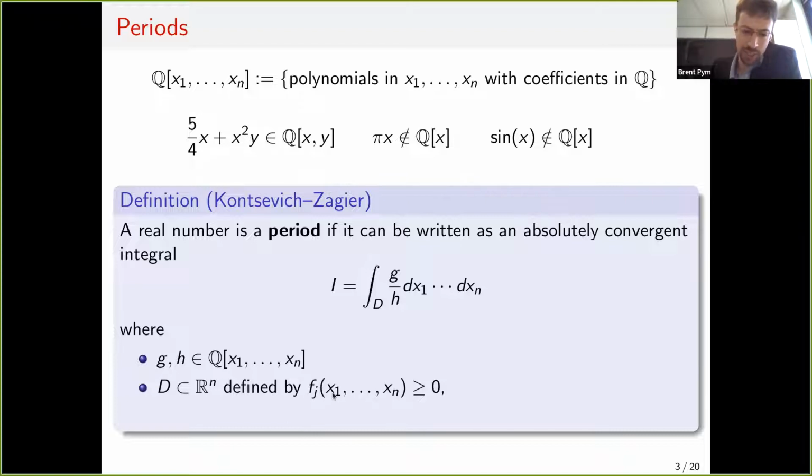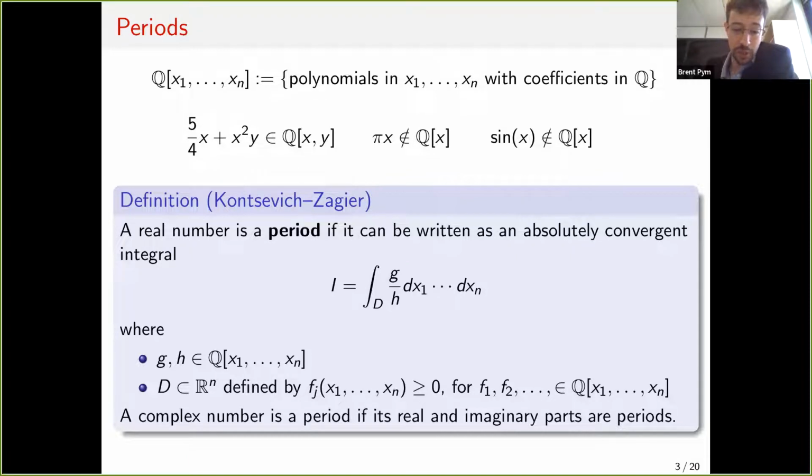So more precisely, I can take a collection of polynomials, Fj, and I look at the inequalities where I force Fj to be non-negative, let's say. And that defines some domain. Okay? So I can do this for some collection of polynomials F. All right, so this defines some region in R^n, and I consider integrals of this form, a rational function integrated over a region defined by polynomial inequalities. Okay, so that's what it means for a real number to be a period.